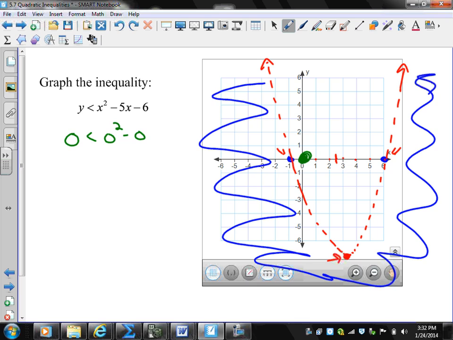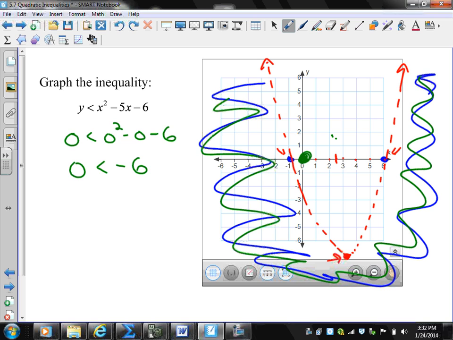do I get a true statement? Well, I get 0 is less than -6. Well, that's not true. So I'm not going to shade inside. I'm going to shade this outside region here as required by my testing that I did. And that's how we graph quadratic inequalities.